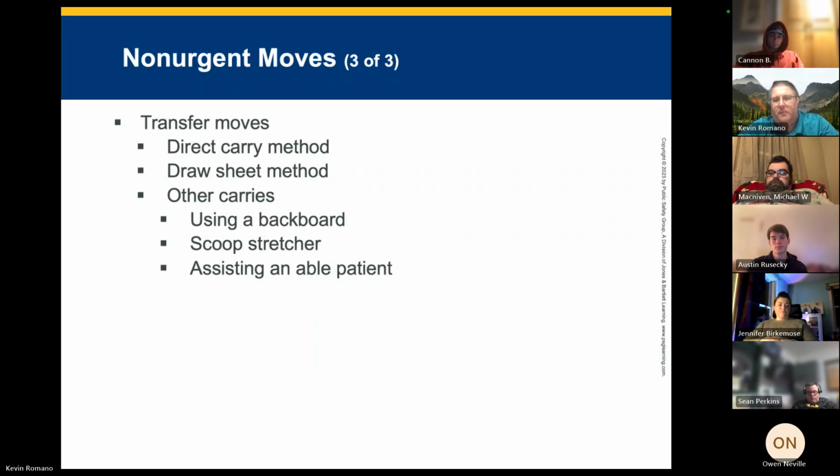So transfer moves, direct carry methods used to transfer a supine patient from a bed to the stretcher. To perform this method, you can look in your books at 6-9. The draw sheet method, which we do a lot of, used for patient moving from bed to a stretcher. Perform this method, just look at skill drill 6-10. And then other carries, utilizing a backboard, scoop stretchers, things like that. And all of you should be very familiar with how those already work.